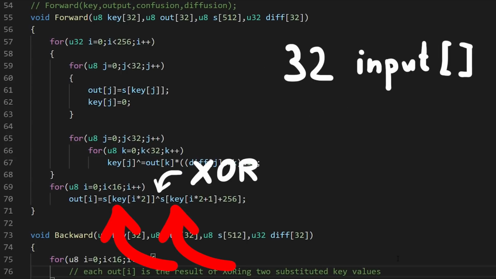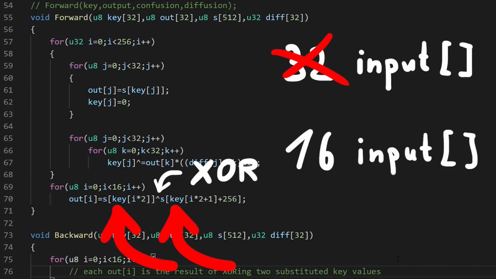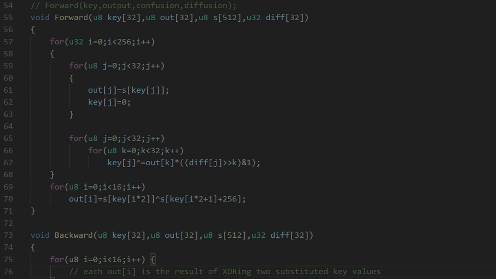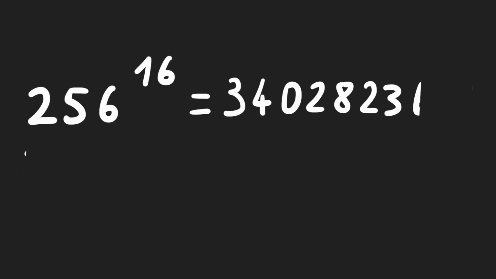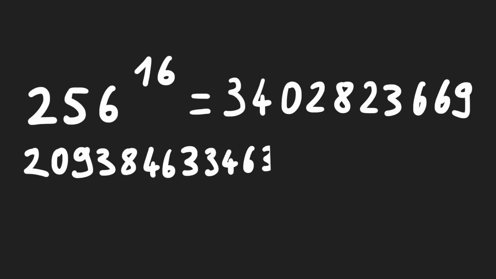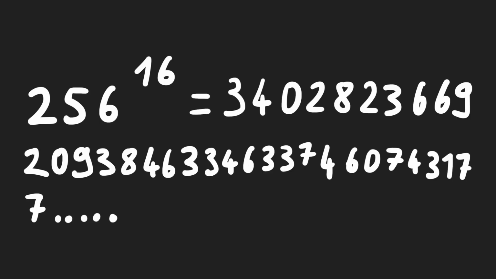Which means we don't need to brute force all 32 bytes of the internal input array, but it looks like we still would have to brute force 16 bytes. The other 16 bytes have the direct relation through XOR. Unfortunately, a byte has 256 options, which means a brute force would still be 256 to the power of 16, and that is still an unimaginably large number. We would never be able to brute force that.